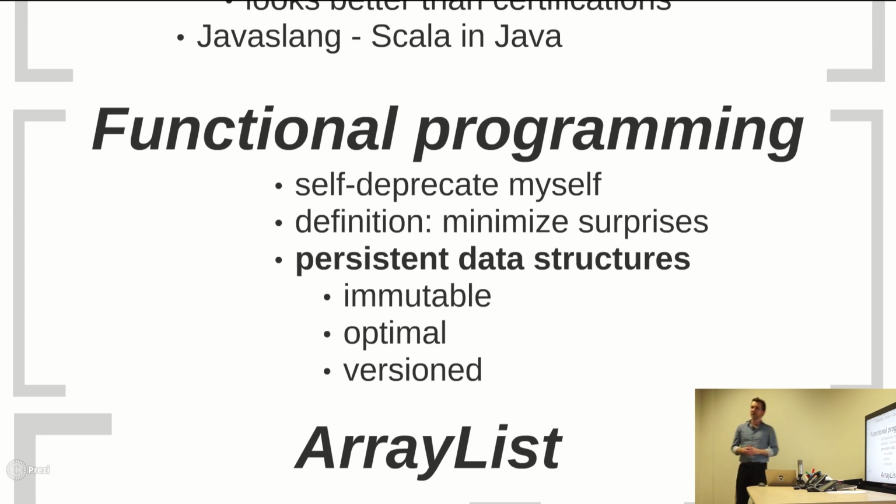These so-called surprises are often called side effects. And persistent data structures, for example, the one that I will be talking about here today, achieve that by versioning. It's immutable data structures that have the same time and space complexity as their mutable counterparts.